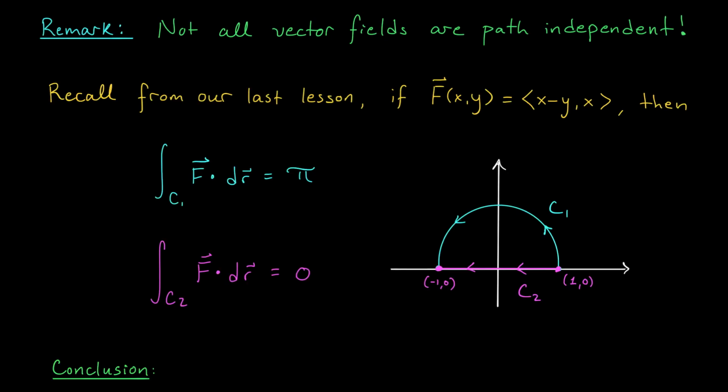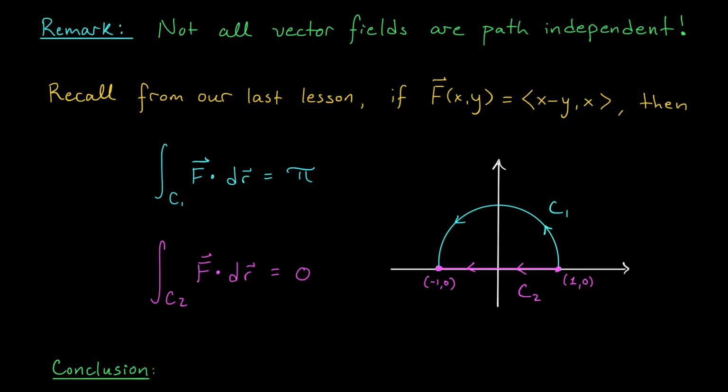I have a quick remark to wrap up this video. We've seen some pretty amazing content in this lesson, but it's important not to get carried away. In particular, remember that not all vector fields are path independent, and we've actually already seen an example. In our last lesson, we explored the vector field F of xy equals (x minus y, x). We computed the line integral of this vector field from (1, 0) to (minus 1, 0) along two different paths. C1, which was the upper half of the unit circle, and C2, which was a straight line segment. We found that our first line integral gave a value of pi, while the second line integral gave a value of 0.